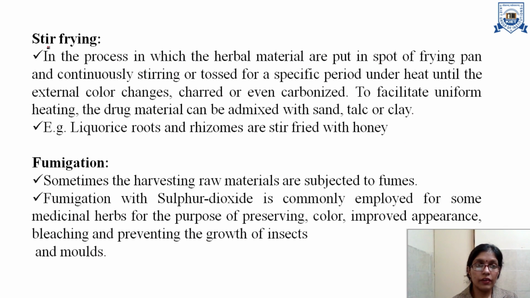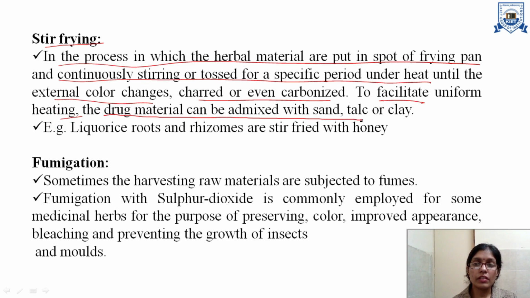Then the next secondary processing procedure is stir frying. In this process, the herbal material is put in a frying pan and continuously stirred or tossed for a specific period under heat until the external color changes, charred or even carbonized. To facilitate uniform heating, the drug material can be admixed with sand, talc or clay. For example, licorice roots and rhizomes are stir fried with honey. So again, this depends on case to case. Some of the drugs may require stir frying for the preparation of the medicinal products.